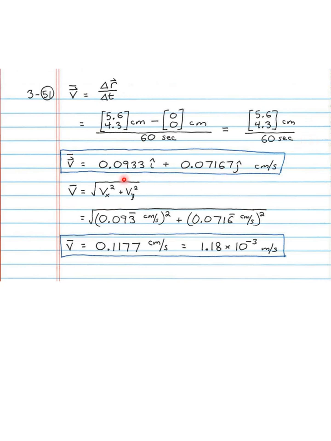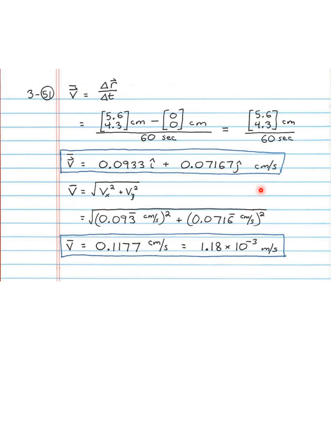So the average velocity is going to be these x and y components divided by 60 seconds. So you should get, in the x direction, 0.0933 i hat, in the y direction, 0.07167 j hat, centimeters per second.